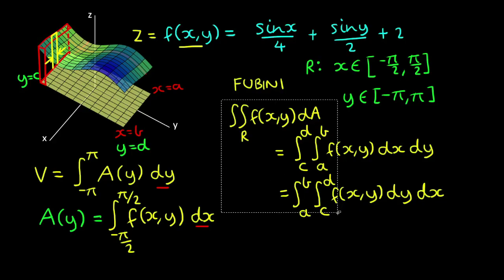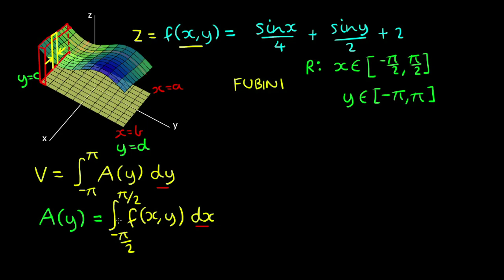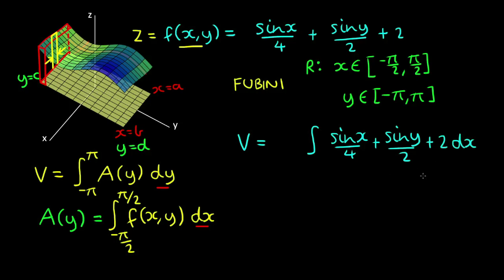And now let's make a bit of room here. So combining these two results, we can write the volume as the integral of our function, being sine x on 4 plus sine y on 2 plus 2, over x from x equals minus pi on 2 to pi on 2, and then we integrate the result over y from y equals minus pi to pi.